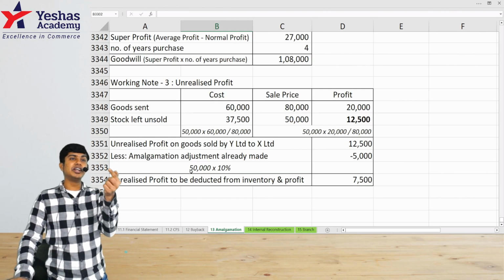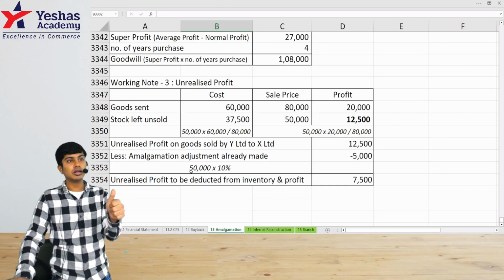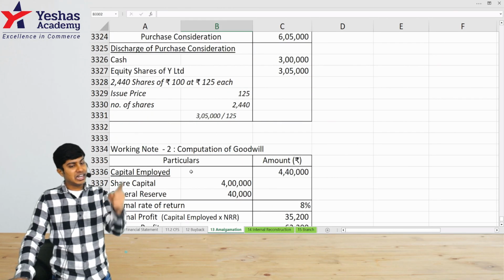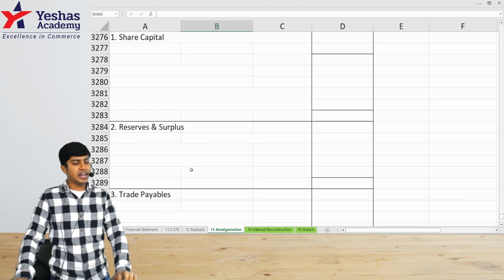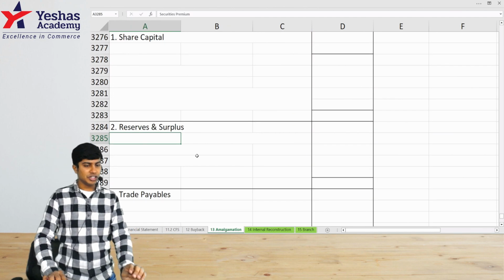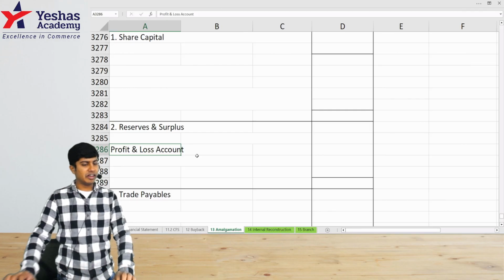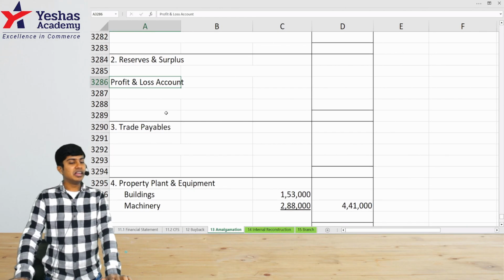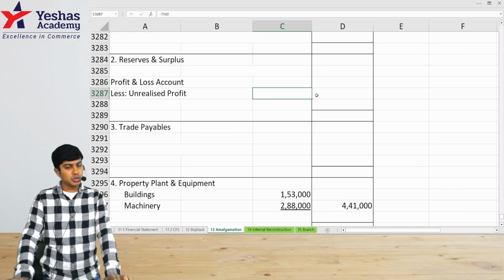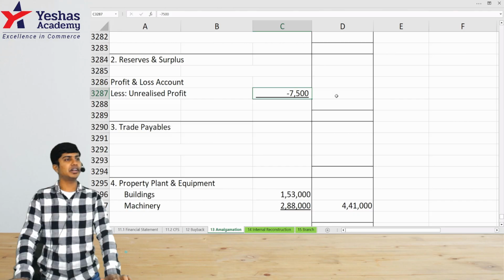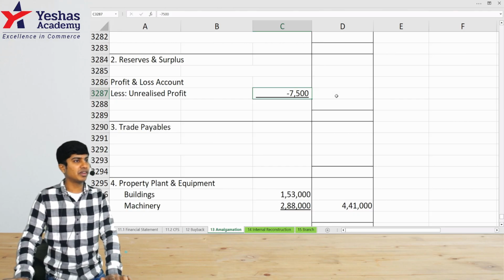Unrealized profit should be eliminated from stock and profit. Who sold? Y Limited. Y Limited's profit has to be reduced. Y Limited's profit we don't know. They should have given, no? They have not given. That is the reason this is extra. If they had given, from that I would have reduced unrealized profit of 7,000, not 12,500.